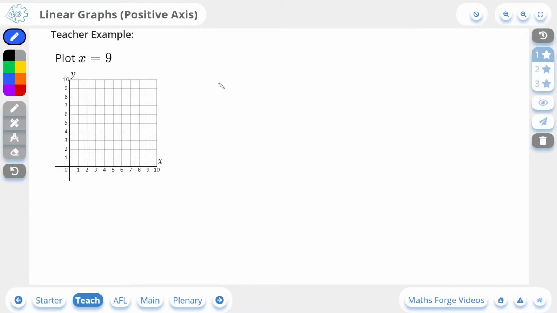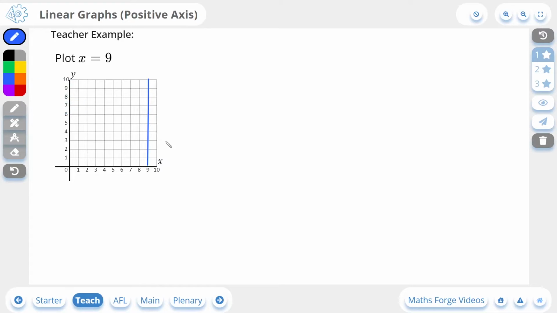We'll do another one-star example. If y equals 7 is where the horizontal line cuts the y-axis at 7, then x equals 9 must be a vertical line that cuts the x-axis at 9. So this should be our line here.